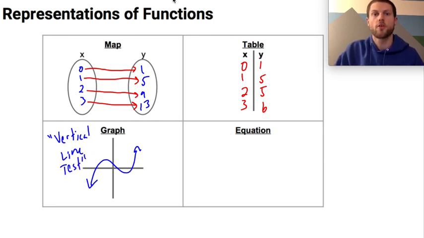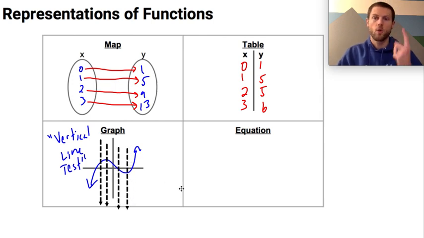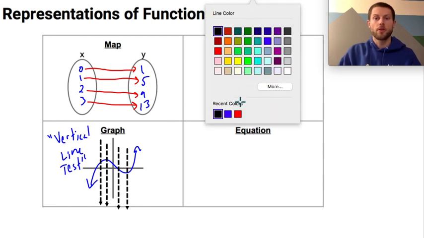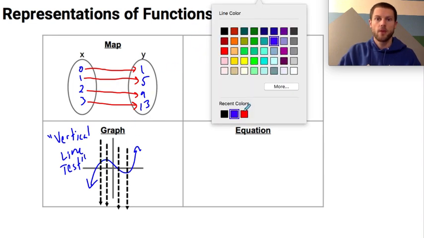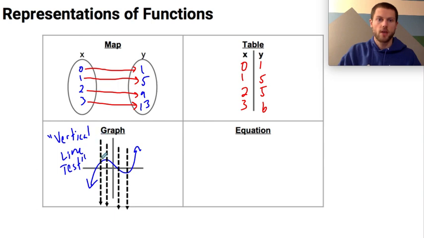If I think of vertical lines going through this graph, I could look for the number of times that these vertical lines intersect my graph. If they only intersect once, that means I only have one output for every one input. So you could think of it as this x value, where this vertical line is, has one output here, and this x value here has one output here. That's the vertical line test.